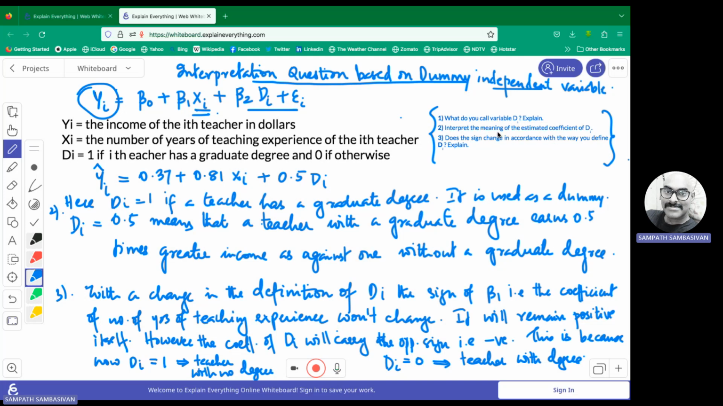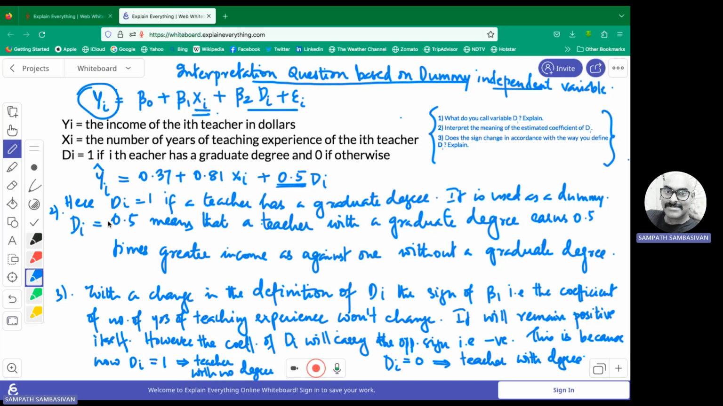Interpret the meaning of the estimated coefficient of Di. See, the estimated coefficient of Di here is 0.5. What is the meaning of this? Even during our earlier discussions, I have told that dummy variables are interpreted in a slightly different manner compared to regular numerical variables. Dummy variables are interpreted by comparing with the omitted condition. Here, the omitted condition is teachers not having a degree, and the teacher having a graduate degree is the included condition. So it is always in comparison with that condition that you interpret the dummy variable.